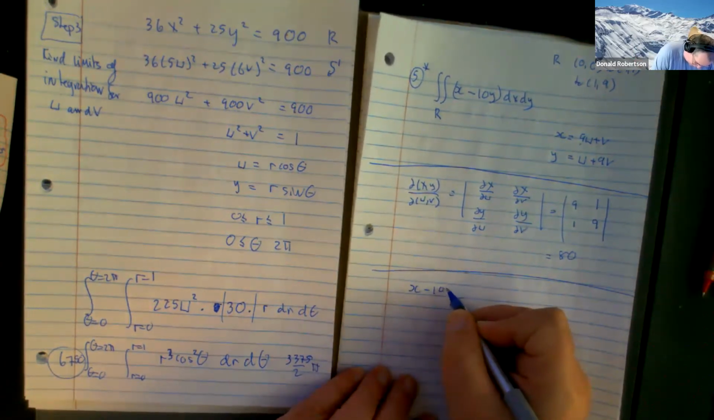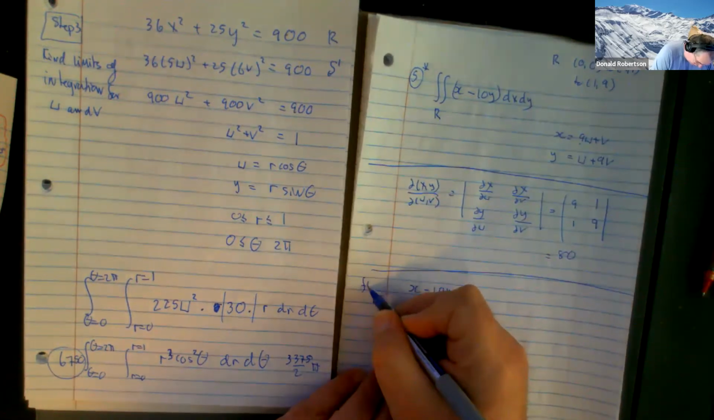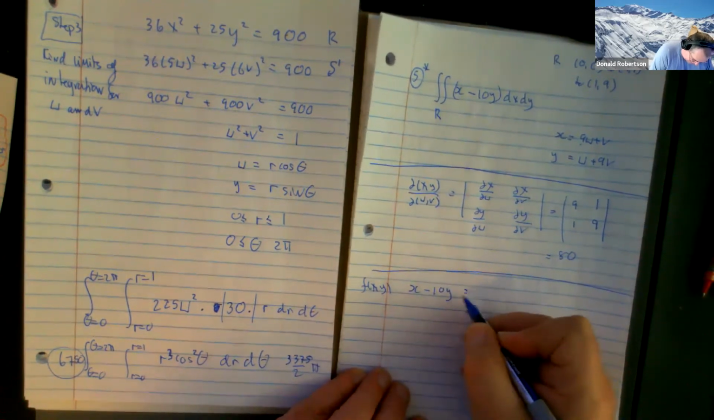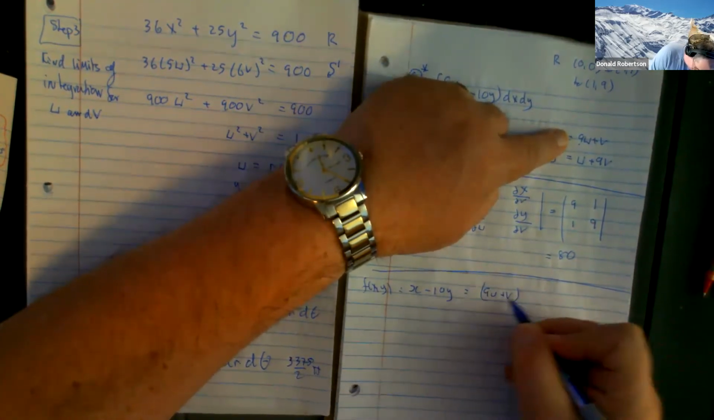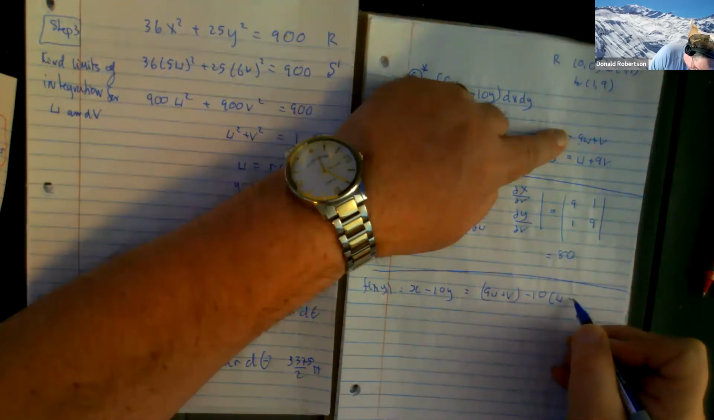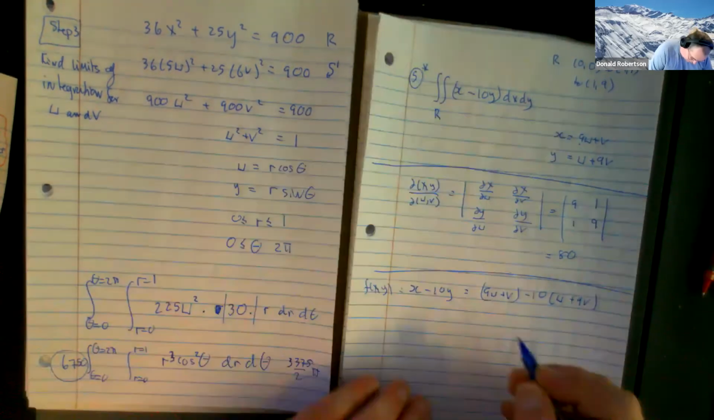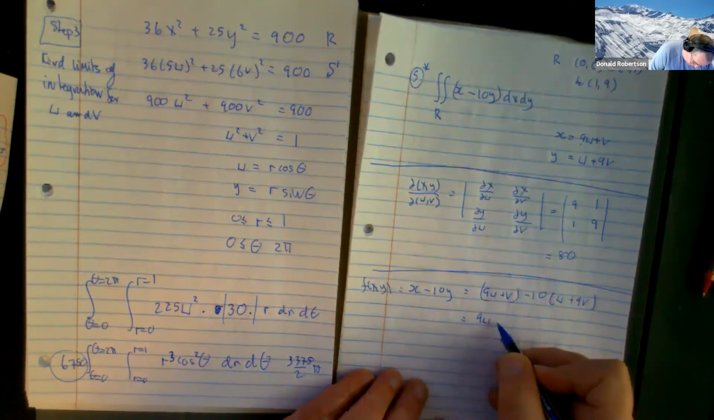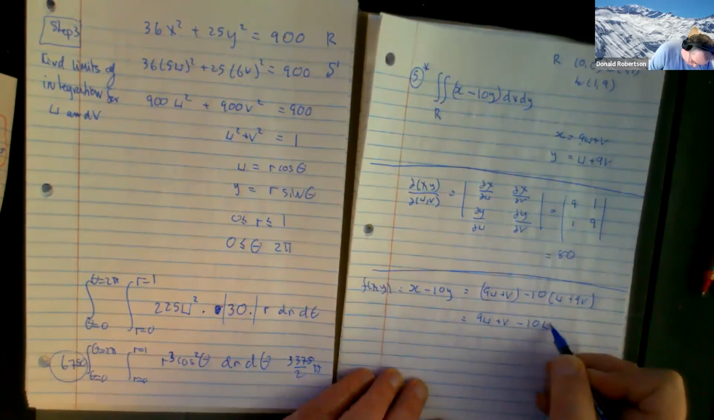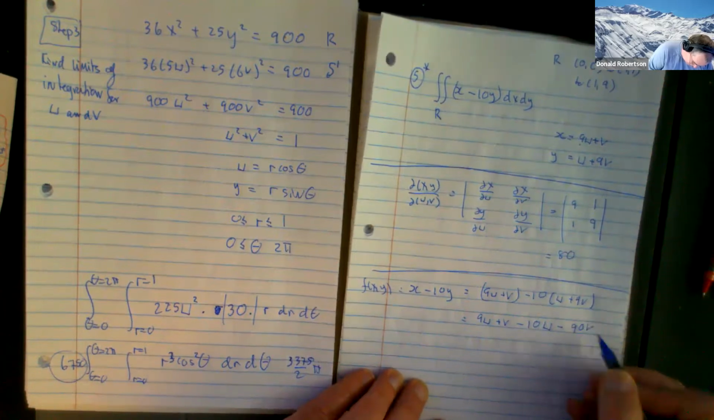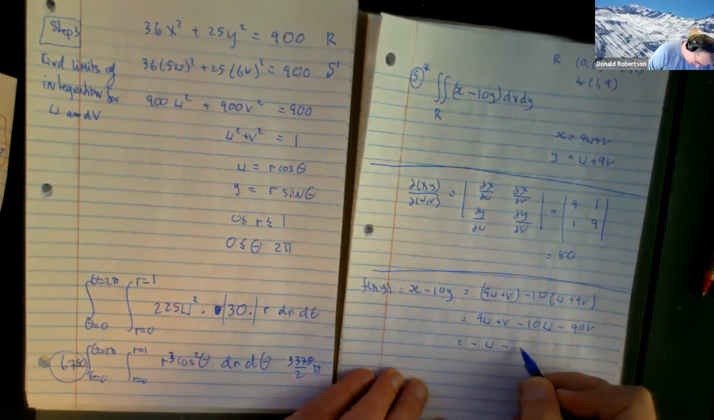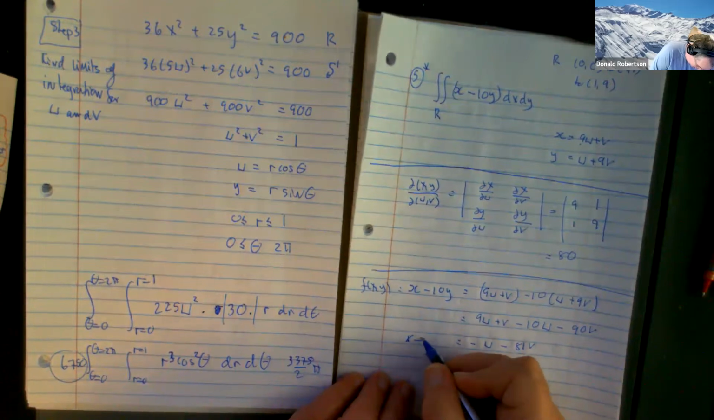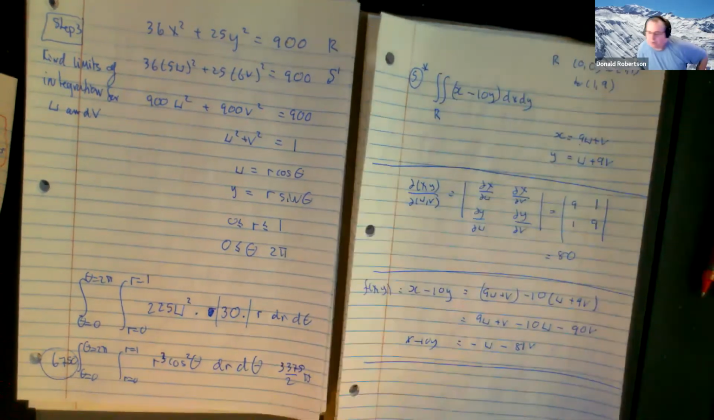The x take away 10y bit, which is essentially my f of x, y, is going to be 9u plus v, take away 10 lots of u plus 9v. So it's going to be 9u plus v, take away 10u, take away 90v. And that's going to be negative 1u, negative, yikes, negative 81v. Okay. That's that done.